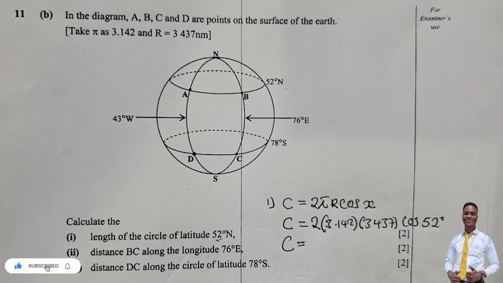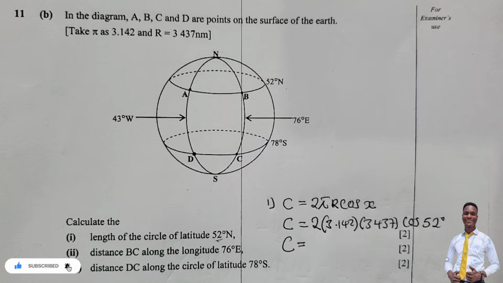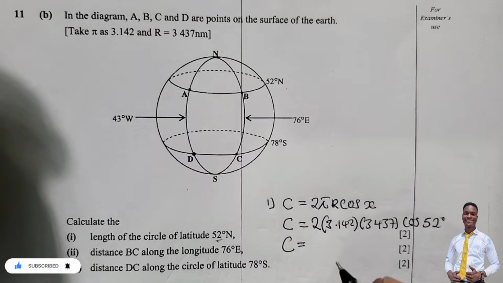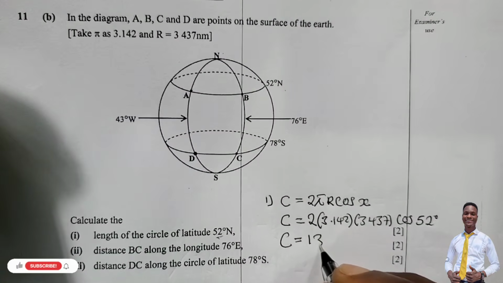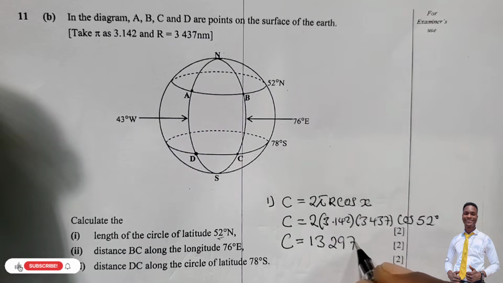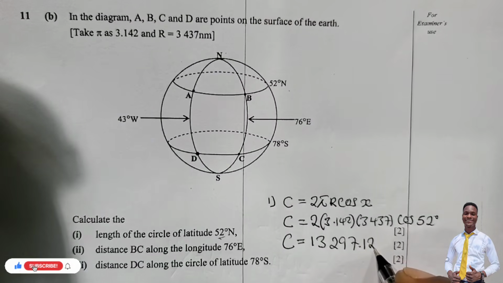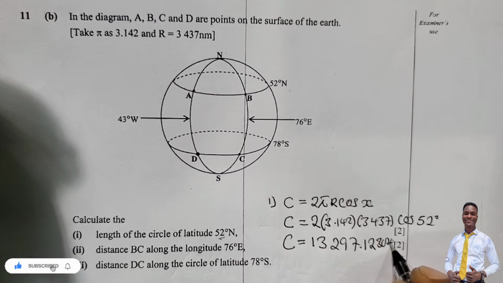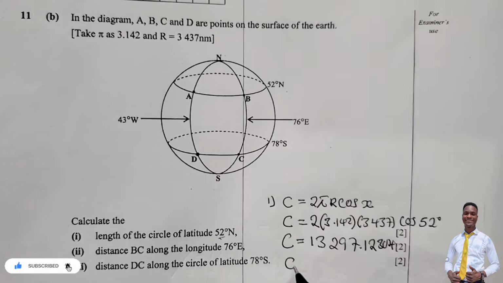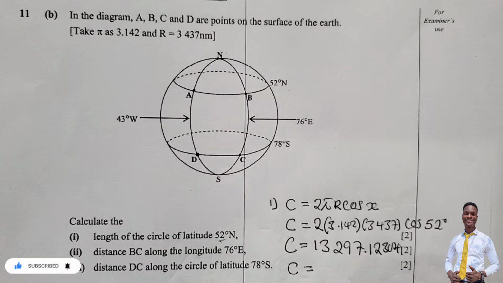Circumference, let's calculate. 2 multiplied by 3.142 multiplied by 3437 cos 52. This is giving me 13,297.12304. Okay, let's round our answer correct to 3 significant figures.